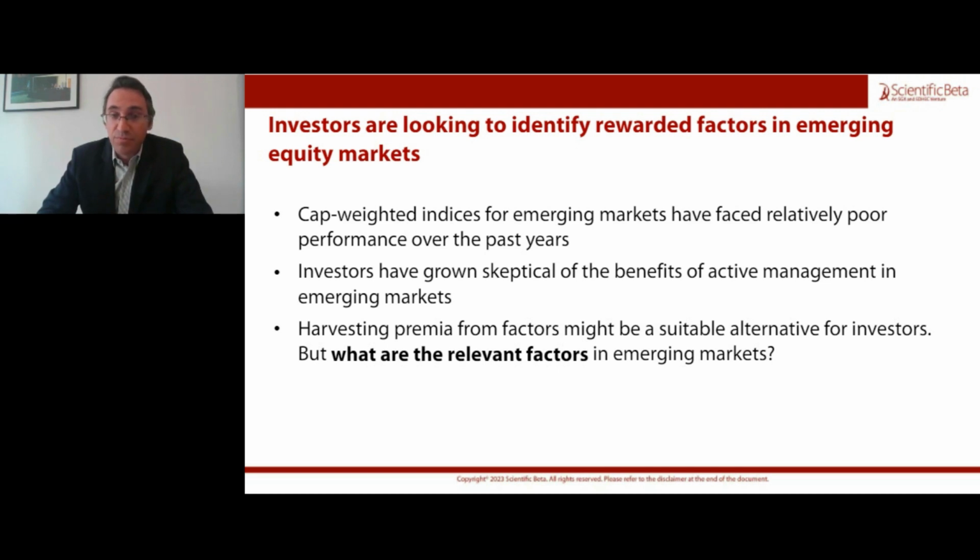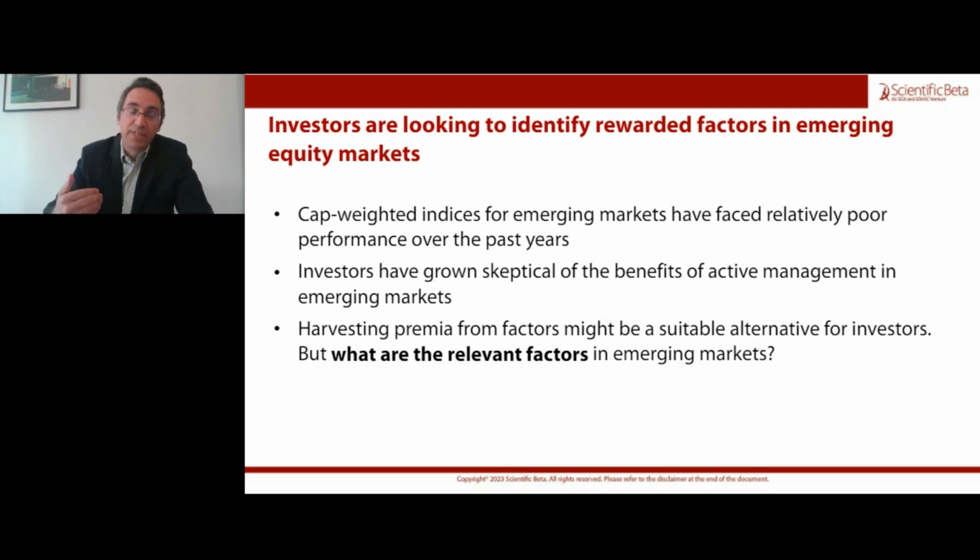Those have performed relatively poorly if you look over the past 3 to 5 years. Or as an alternative, investors, of course, could use active managers. And there are lots of specialized active managers that claim that they have some skill or knowledge about these emerging markets so that they could actually extract outperformance from that. But also over the past years, investors have been growing increasingly skeptical of the benefits of active management in emerging markets. And so factor investing is really an alternative to these approaches.